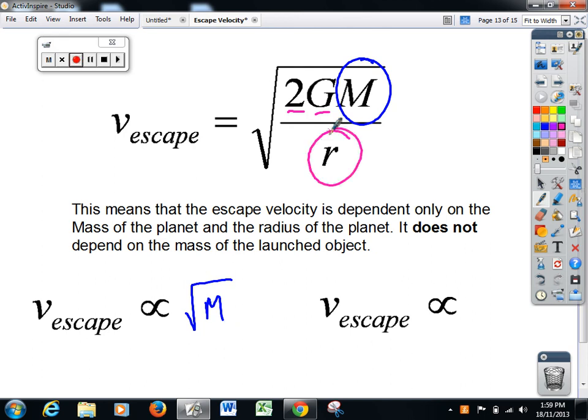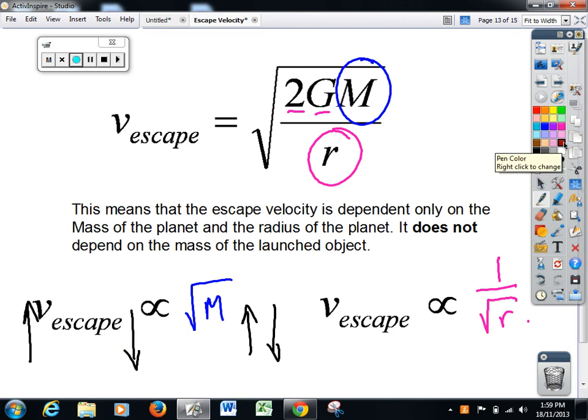Looking at the denominator, the escape velocity is proportional to 1 over the square root of the radius. Now, it's hard to work with square roots, but if I've got a more massive planet, if the mass of my planet goes up, what will happen to my escape velocity? It will also go up. Okay? If the mass of my planet goes down, what will happen to my escape velocity? It will also go down. So if I go to Jupiter, which has a larger mass compared to the Earth, I expect the escape velocity on Jupiter to be much greater than the Earth's.